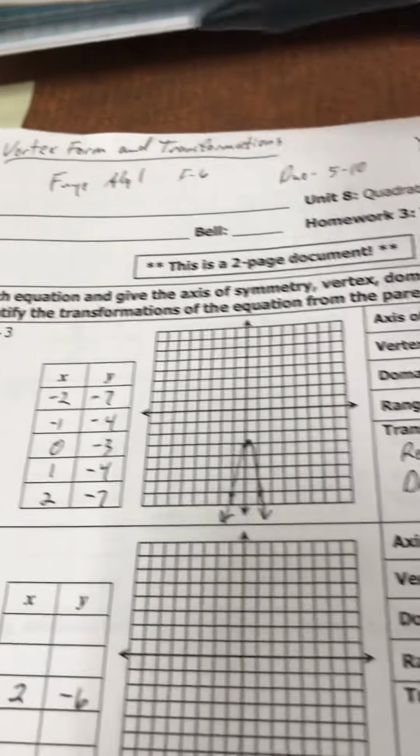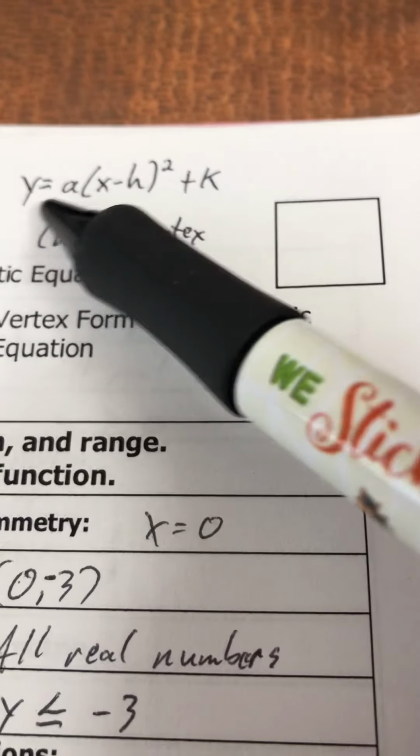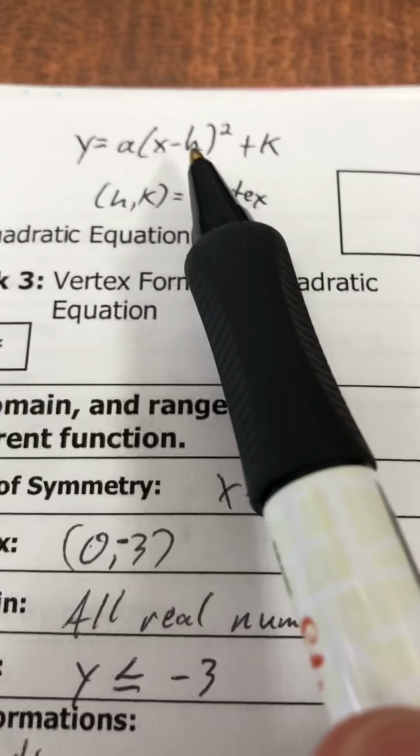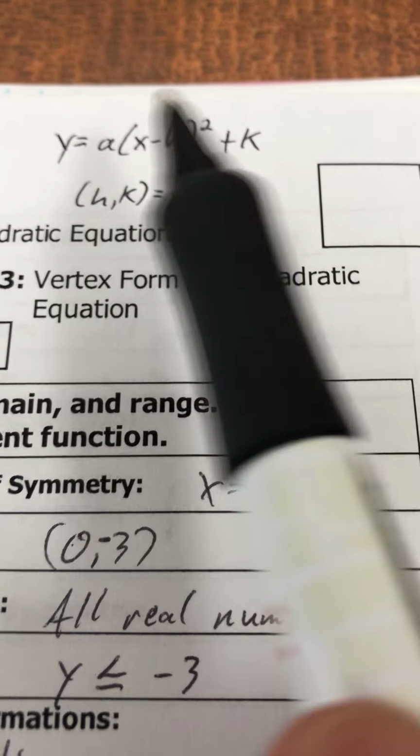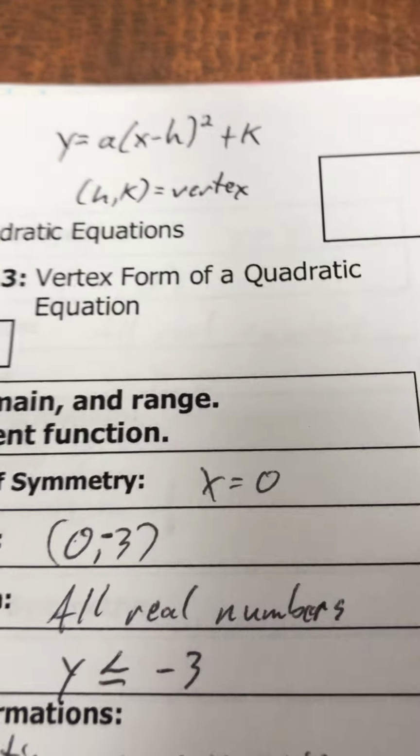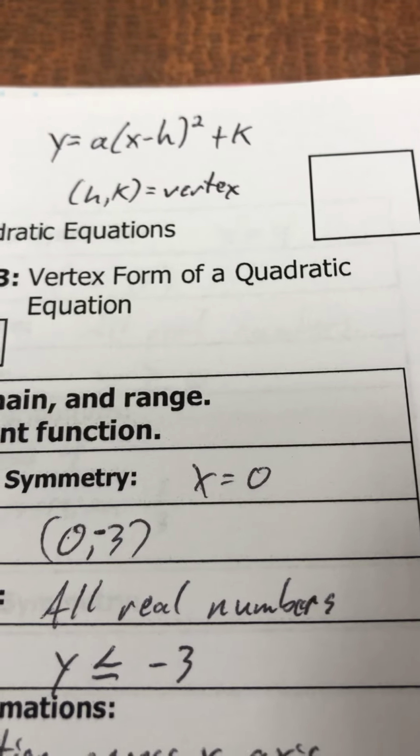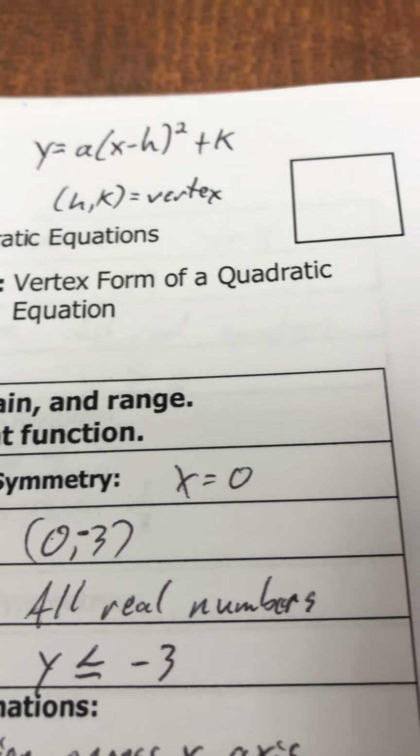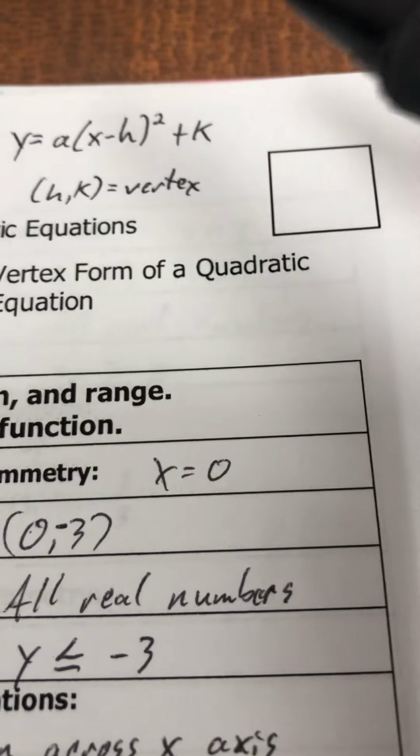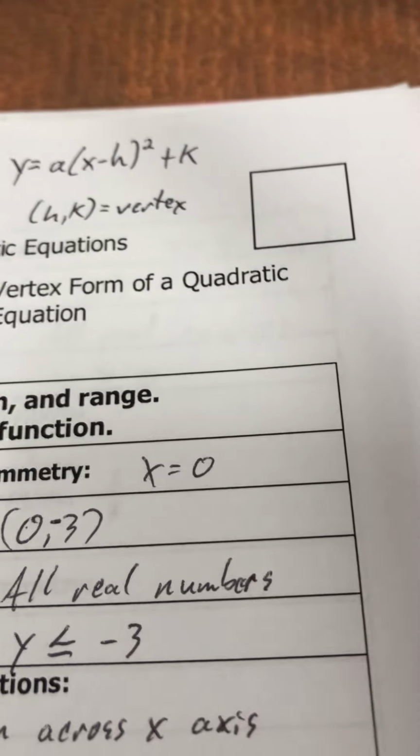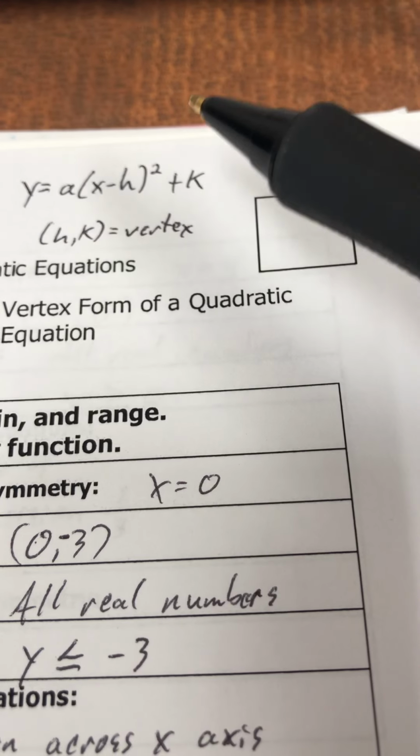I'm looking at the vertex form and transformations worksheet. This is the vertex form, where whatever numbers you have in here are your h and your k, and that's going to be your vertex. The h and the k is going to be the vertex. So if you can get it in that form, that would be the easiest way for you to look for the h and the k value, and that would be your vertex.